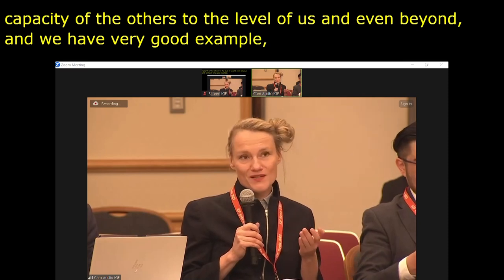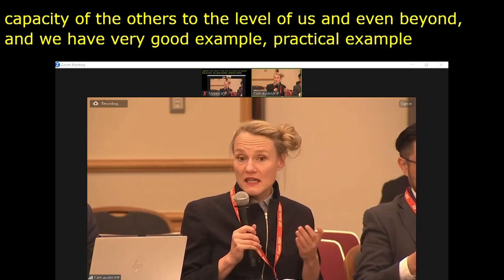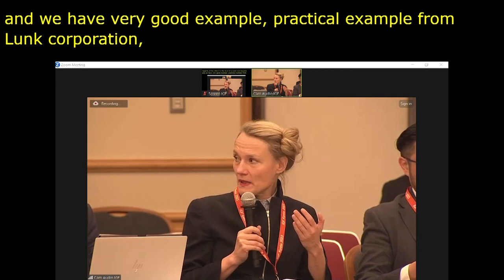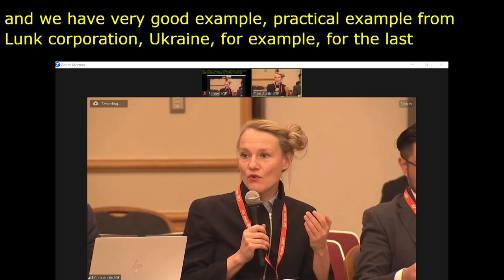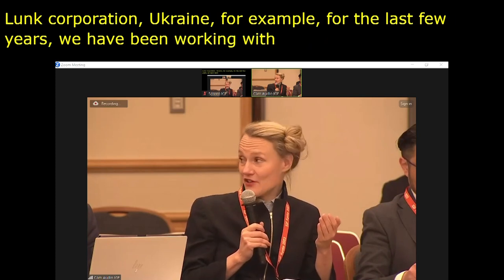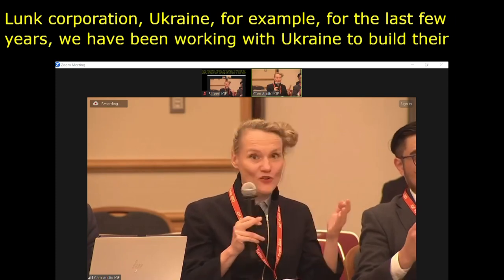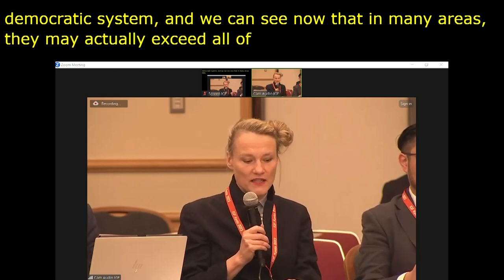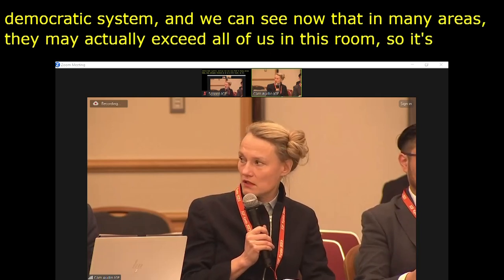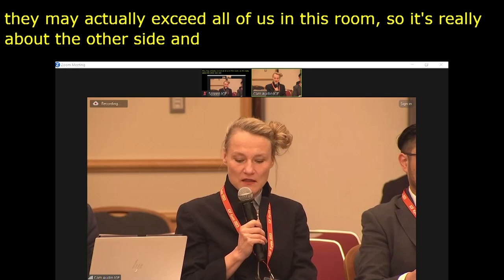Over the past 14 years, we have been working closely in supporting Ukraine to build their democratic system. And we can see now that in many areas, they may also exceed all of us in this room. So it's really about the other side and not that much of us in this journey.